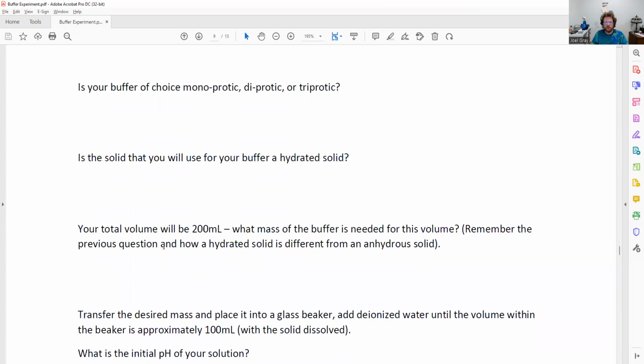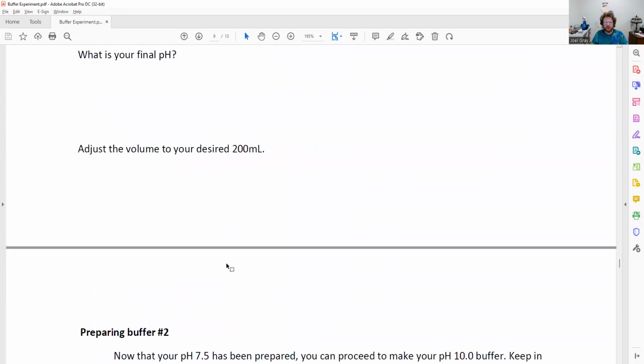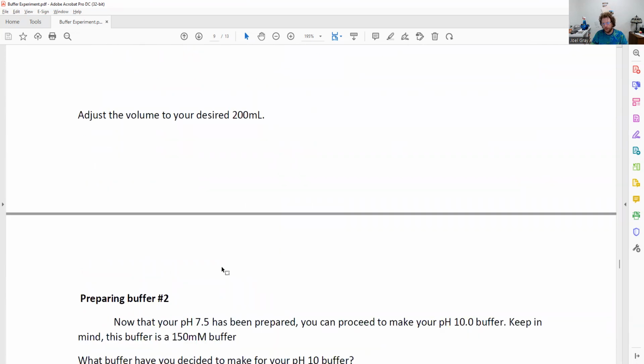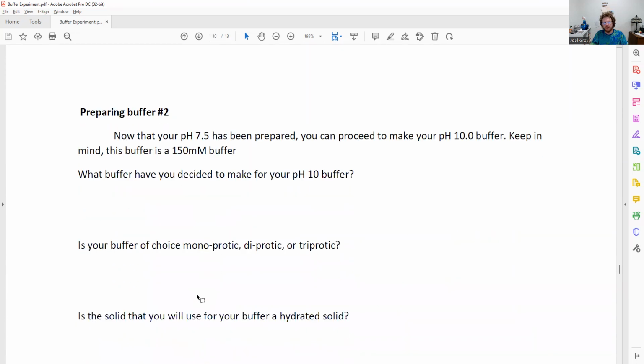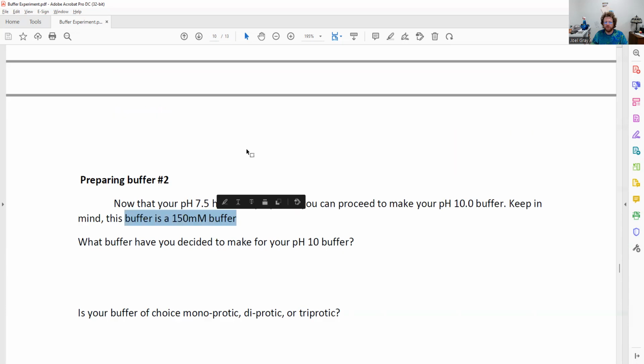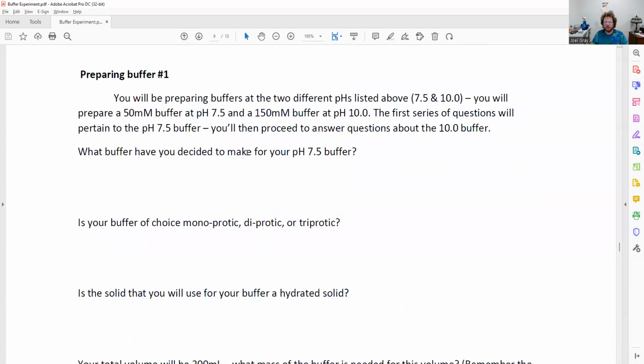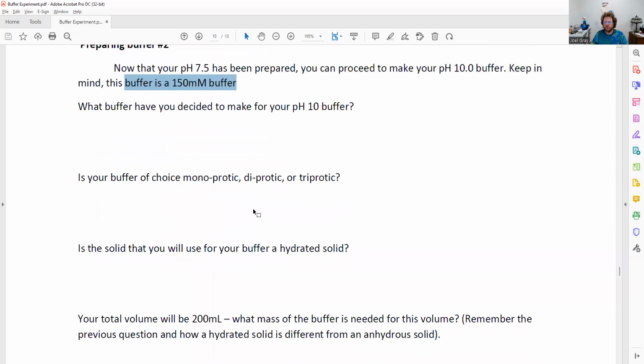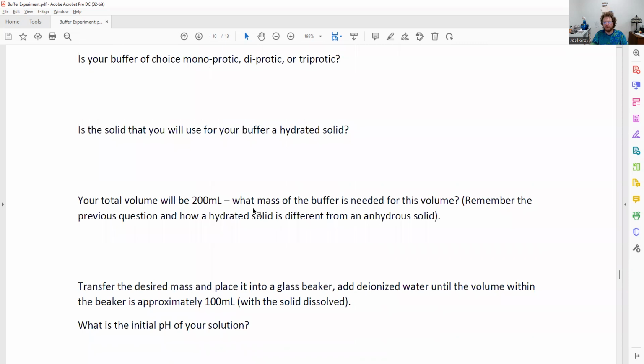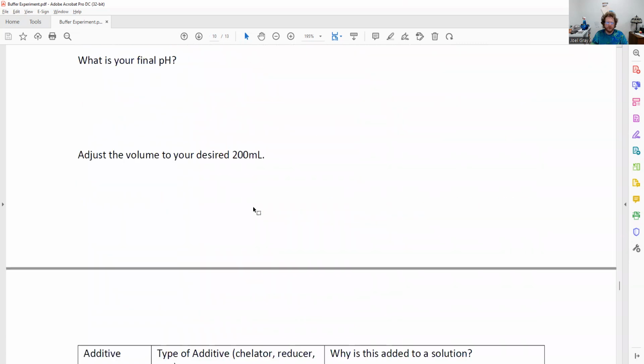So this is page 9, which describes basically how to prepare that pH of 7.5 buffer, and then page 10 tells you how to prepare that pH of 10 buffer. This one's going to be 150 millimolar, whereas the pH of 7.5 is going to be a 50 millimolar buffer. So you need to work through figuring out the amount of that substance that you need.